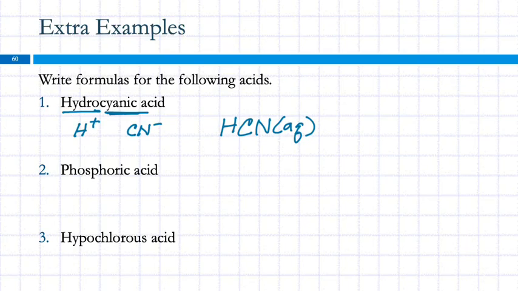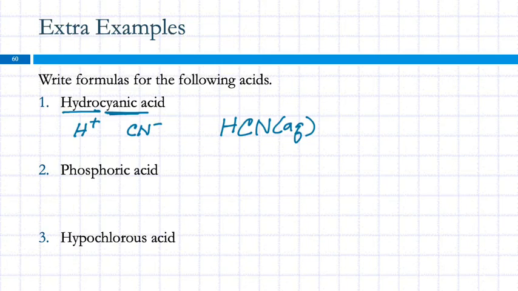This is why I don't like to call them binary acids. Does that have 2 elements in it? No, it's got 3. But it's named as a binary acid. So I prefer to think of it as oxyacids and the other kind. There's no oxygen here, other kind. Any questions about that one?